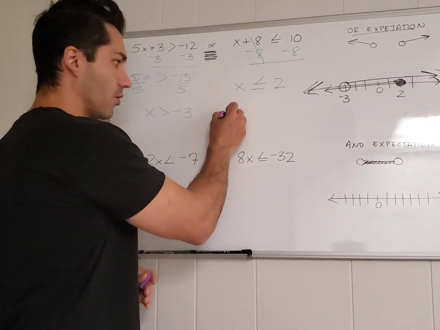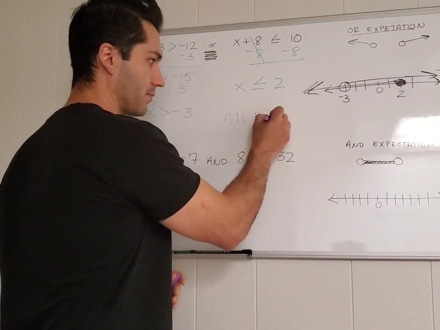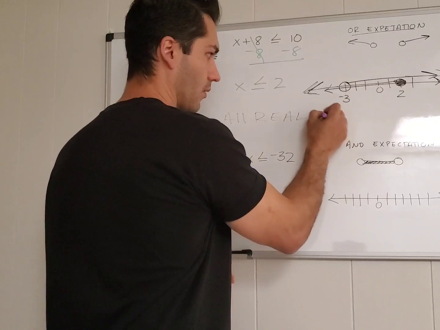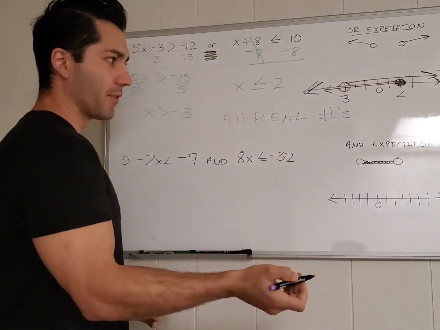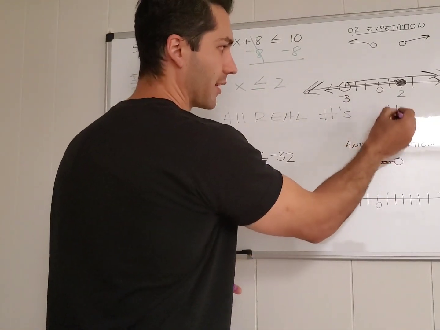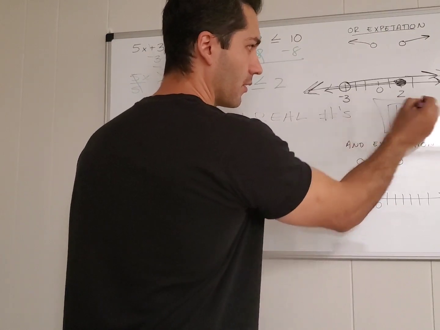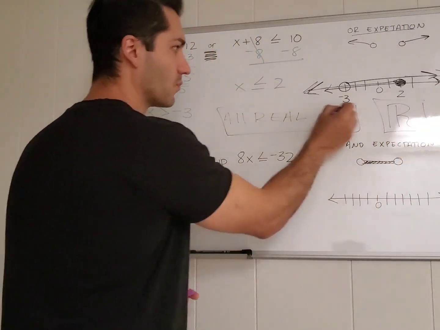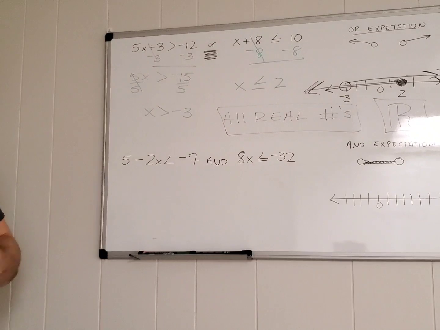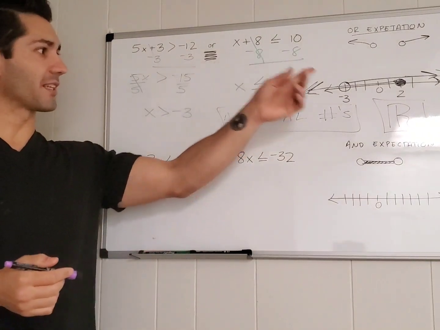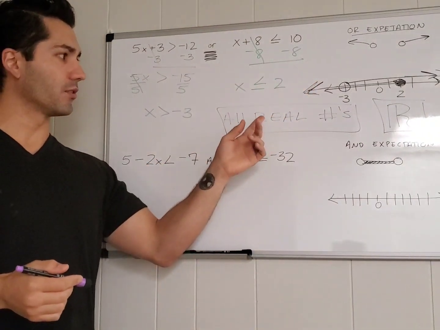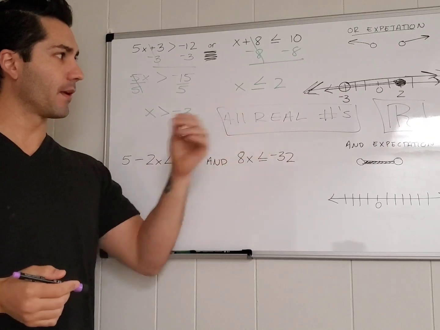This is all real numbers. If you remember the symbol for that, that's that little double R that some of you were terrible at drawing. Or all real numbers. Same thing. And that's all you got to know. It's an or statement that looks like an and. It's all real numbers. Okay?